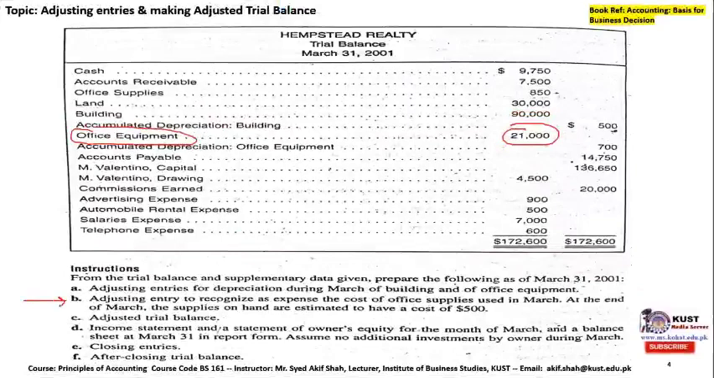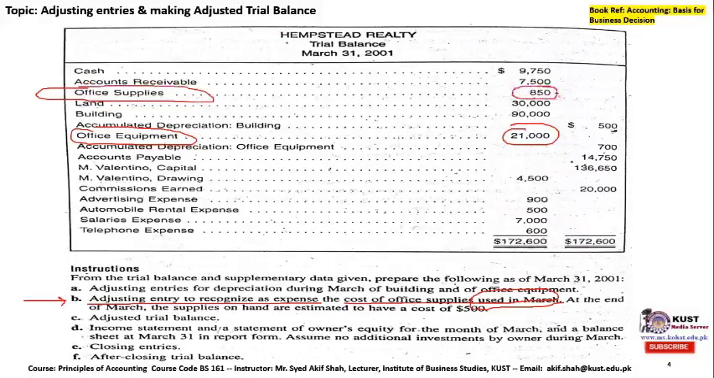Let me quickly read out this instruction: the adjusting entry to recognize as expense the cost of office supplies used in March. As I have already explained before, when you purchase an asset, it will remain an asset until you have used it. So the instruction is stating that you have used the office supplies. Where is office supplies in the trial balance? Here it is, office supplies, and their cost is $850.